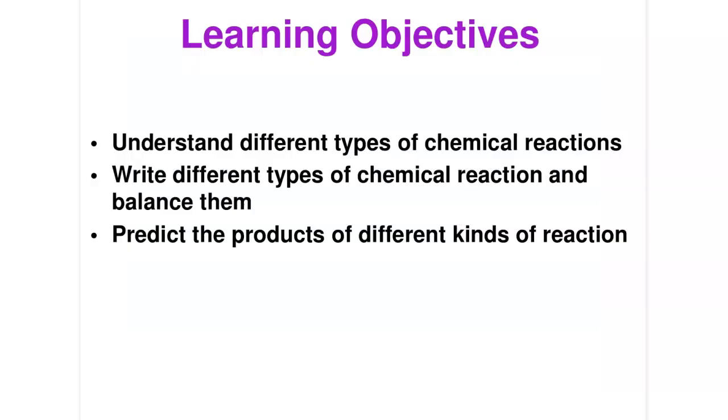All right, let's go straight to the learning objectives. Today, we have 3 learning objectives that we want to address. The first will be we have to understand different types of chemical reactions. 2, we know how to write different types of chemical reactions and balance them. Remember, in the last module, we actually addressed how to balance chemical equations. And then lastly, we can now predict the product of different kinds of reaction. We can get the reaction, predict the product, and write those products very correctly.